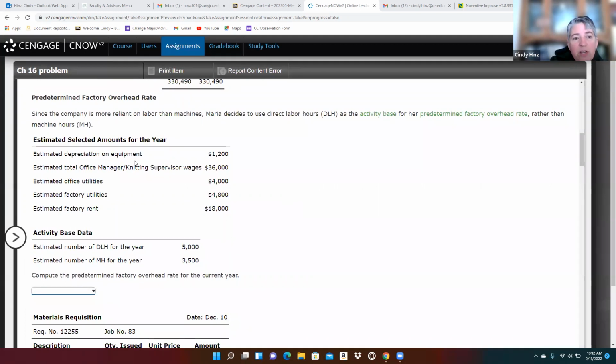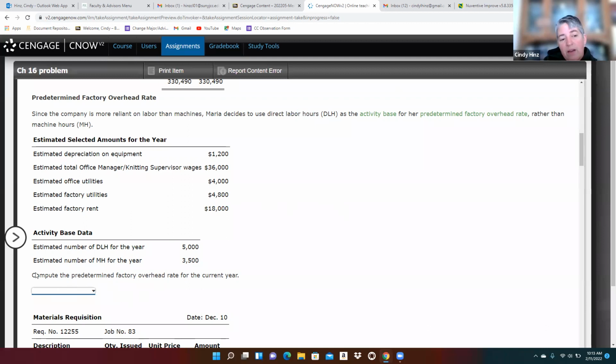We have some information given here about our overhead accounts. Some of these, and we're going to go through each one of these, are going to be factory overhead, so it's related to making the product, and some might be the period expenses, selling, general, and administrative expenses. Maria has decided to use direct labor hours as the activity base, and so that's going to be the way that we allocate that factory overhead based on direct labor hours.